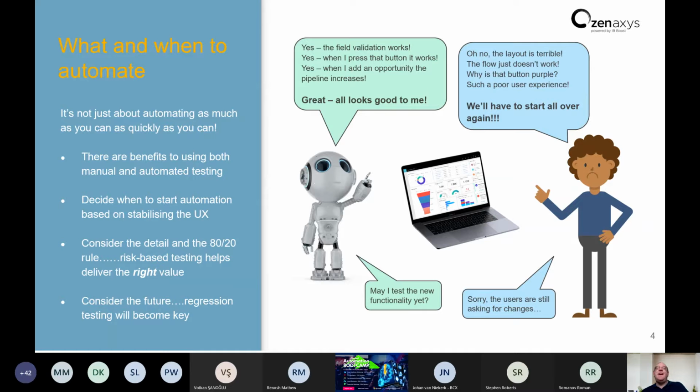And obviously the robot's keen to get going on testing the new functionality, but actually it's not ready yet, as I mentioned earlier. So you need to decide when to start automation based on the user experience stabilizing. Go back to the 80-20 rule and think about risk-based testing to deliver the right value. And looking to the future, once you develop the automation tests, they become a key component of regression test packs.